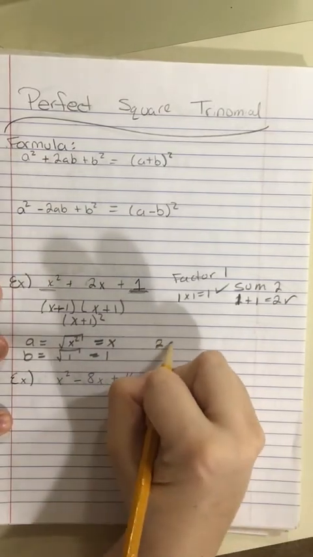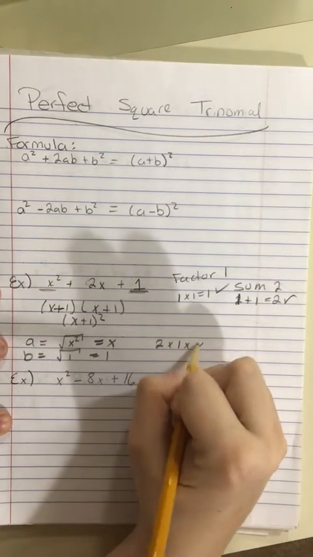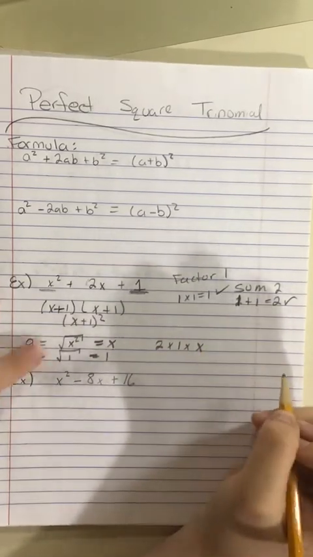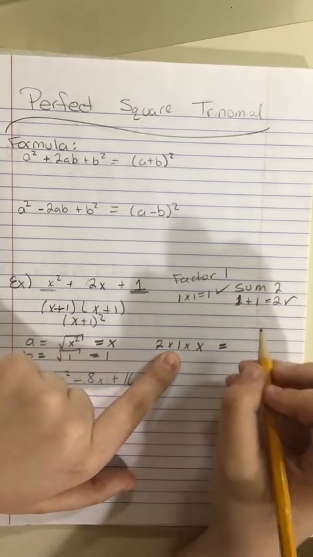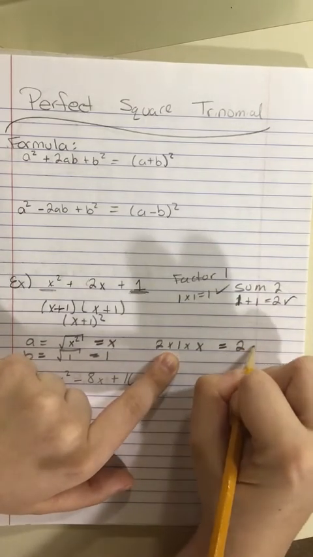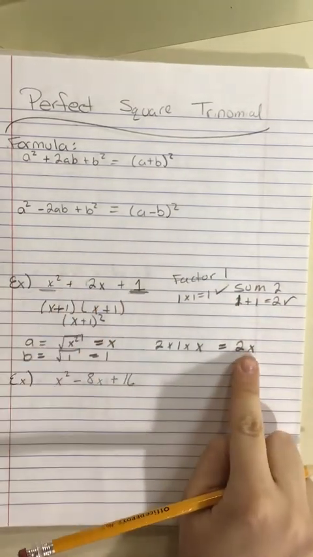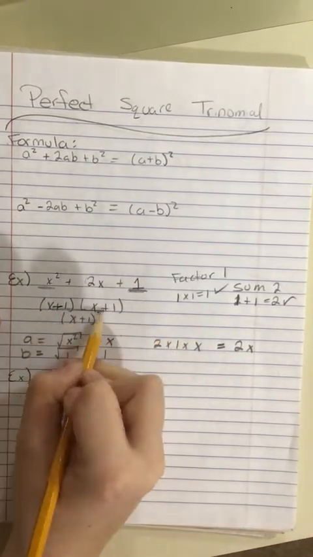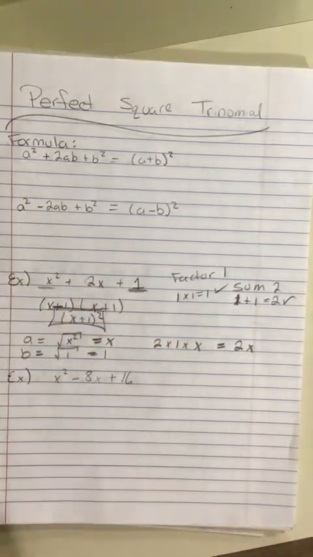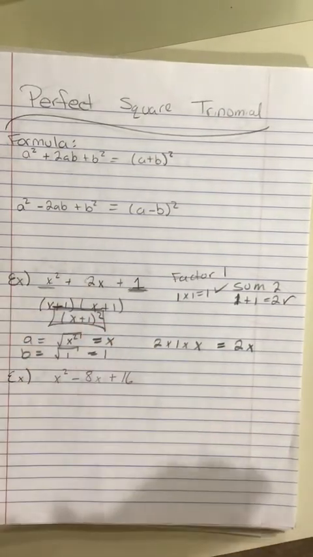Now, if we go 2 times 1 times x, we should get 2x. 1 times 2 is 2x. That's exactly what we want. Therefore, this is the factorization. We just jump right there.